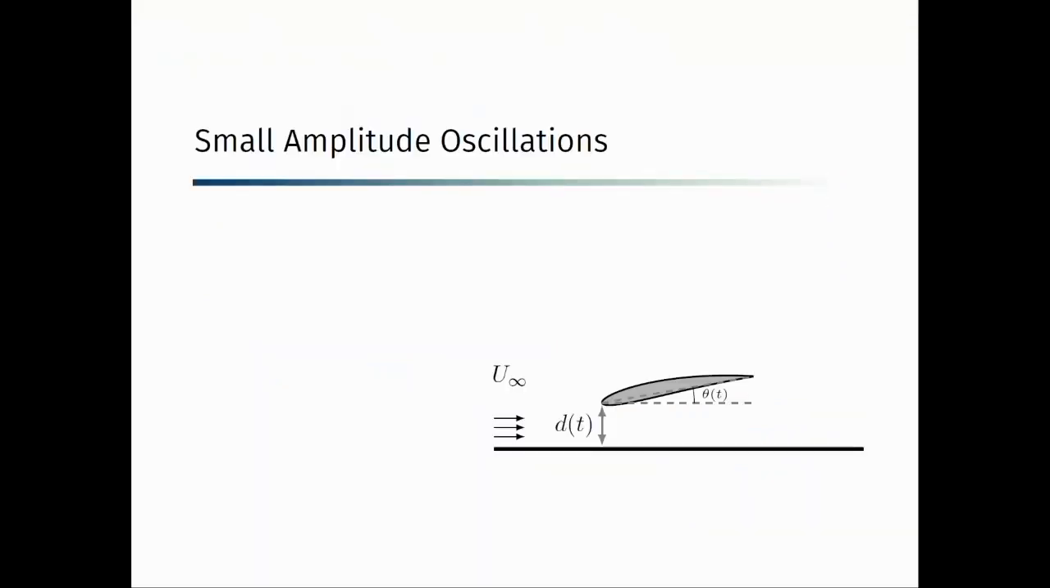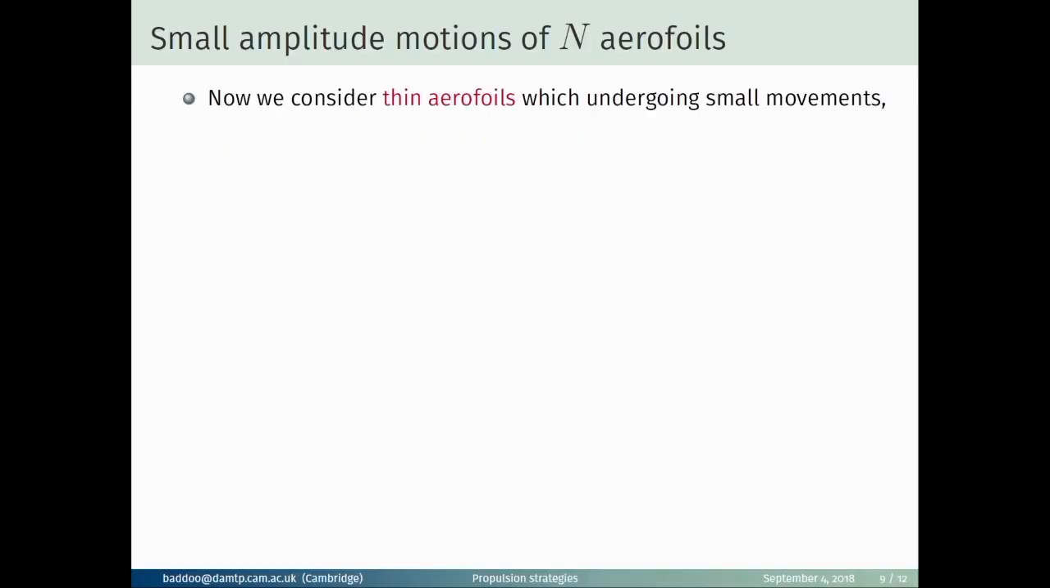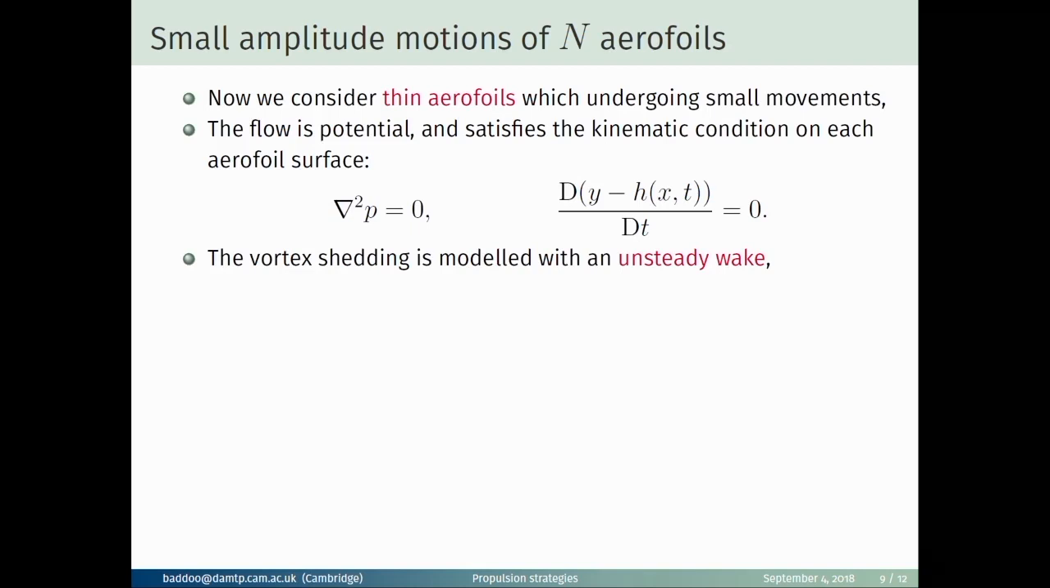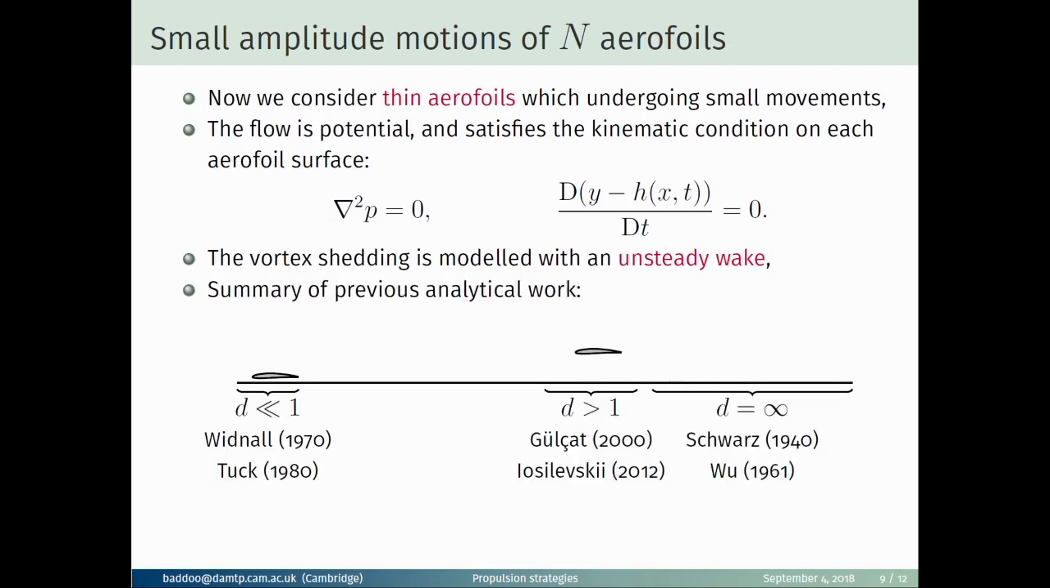Now, onto small amplitude oscillations, which is the second model that I mentioned. So now we can forget about all the conformal mappings and the trapped vortices. Now we have an airfoil inclined above the ground, which is heaving, so its distance above the ground is changing, and it's also pitching, so its angle is changing as well. And this can be extended to any number of airfoils in any positions. And again, the flow is potential, and we have this kinematic boundary condition on each airfoil surface. And the vortex shedding is now modeled as an unsteady wake emanating from the trailing edge of the airfoil.